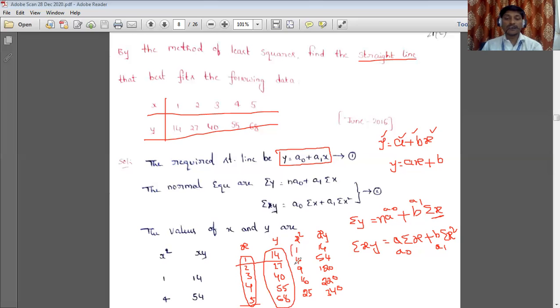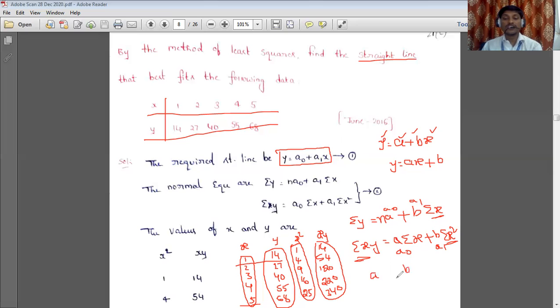And next, x square we require. So how will we get summation x square? By adding all these values. And next, summation xy is nothing but we need to add all these values, then we get summation xy. After substituting all these values in that, we'll get two equations. And then we have to solve those two equations. You can do it by calculation or direct calculation also. So then we'll get the values of a as well as b.